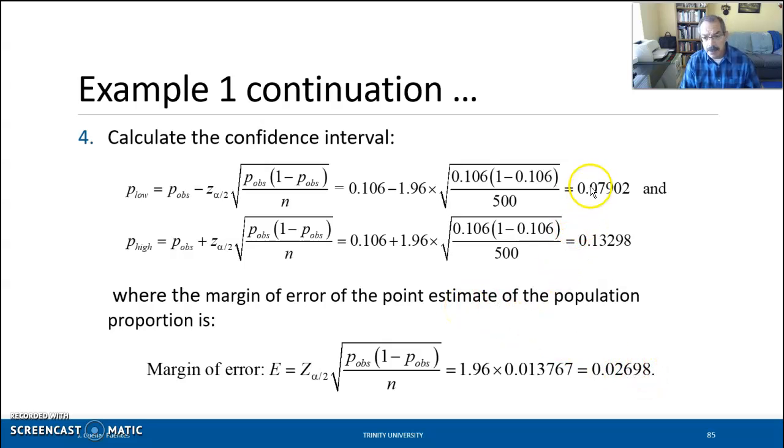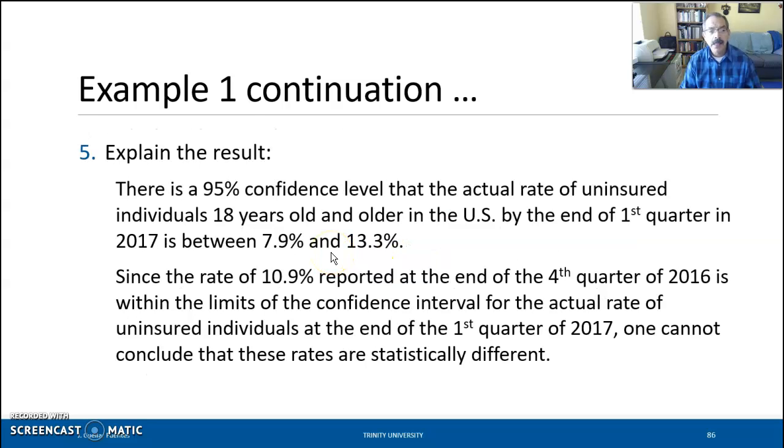All right, so now we have here the limits of the confidence interval, so the last step is to interpret that. So we say there is a 95% confidence level that the actual rate of uninsured individuals 18 years old and older in the US by the end of the first quarter of 2017 is between 7.9% and 13.3%. Now, since the rate of 10.9% reported at the end of the fourth quarter of 2016 is within these two limits, then we say that there is no difference in the rate of uninsured between the fourth quarter of 2016 and the first quarter of 2017.